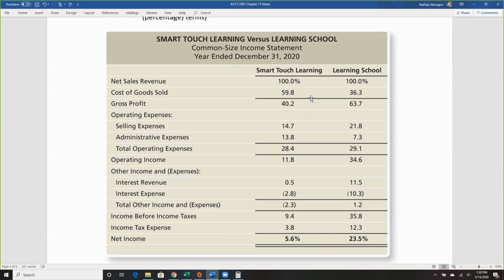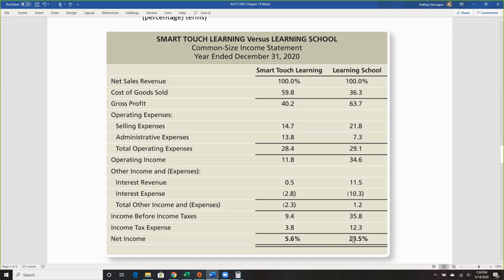Things that we do like is that our selling expense compared to the Learning School is lower, so we're doing something right there. And also right now, our interest expense, basically we can tell that most likely the Learning School has a little bit more debt. So they're paying more interest than us, maybe. And then revenue, you're probably making some money there.